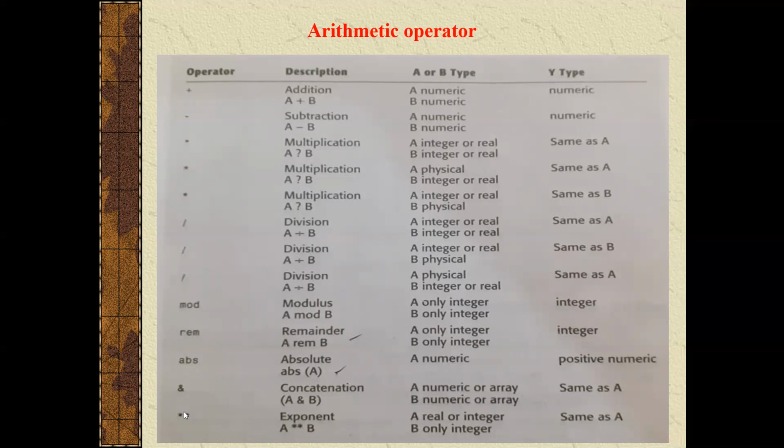Similarly, the exponent operation we can perform with A double star. Here the double star is used to perform the exponent operation, so A ** B. Here A is real or integer, and B should be in integer form only. Then the output will be in the form of whatever the data type of A is. So these are some arithmetic operations, and these are the symbols or codes we use to perform such operations in programming.